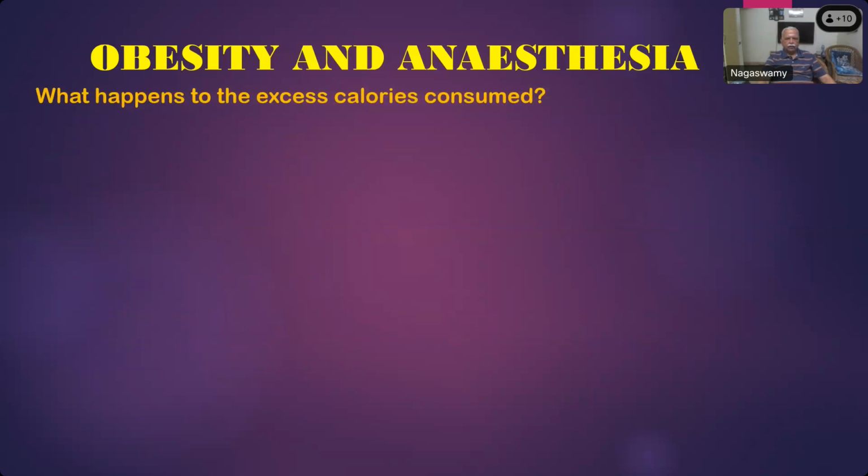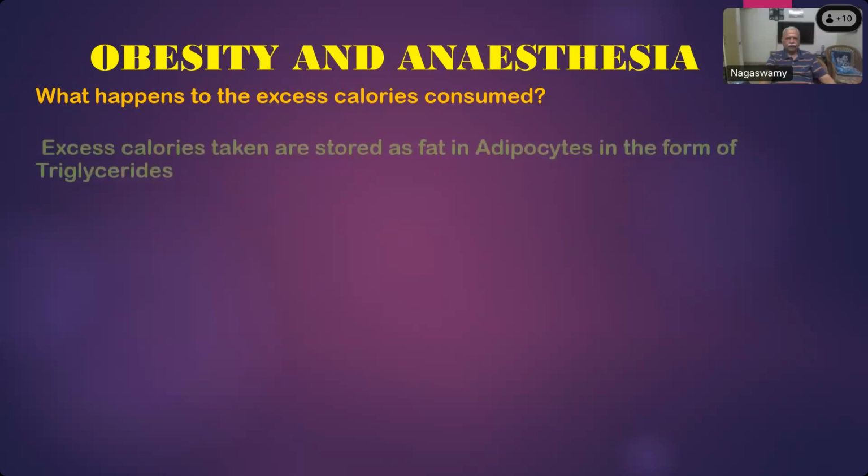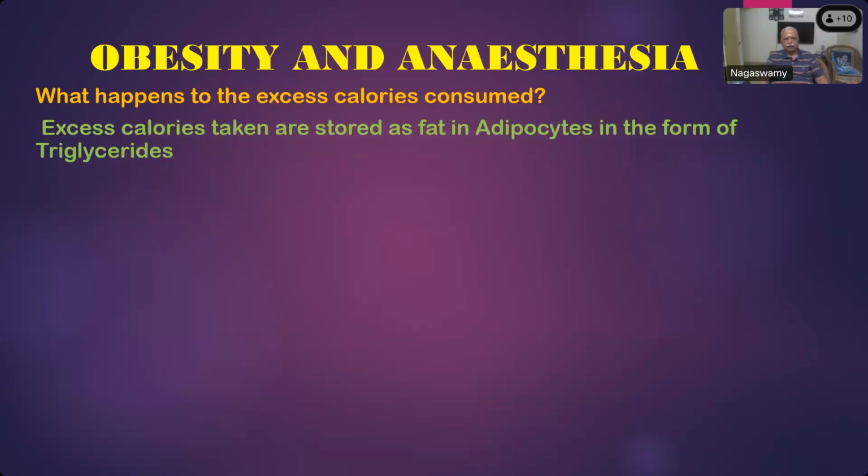So what happens to excess calories consumed? This is another way. How do you put on the fat in your body? Excess fat is stored in the form of triglycerides, sir. Very good. Where is it stored as triglycerides? Which cells? Adipocytes. Adipose cells. Very good. Excess calories taken are stored as fat, as triglycerides, in adipocytes.